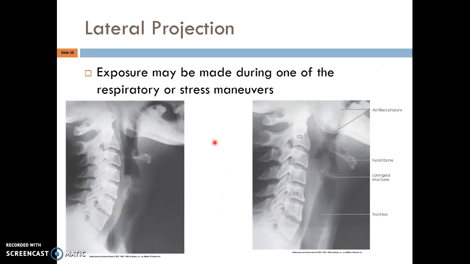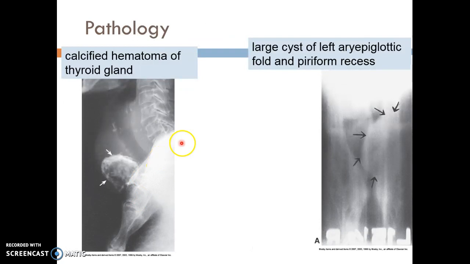Here is a radiograph of the lateral projection. The exposure was made using one of the respiratory or stress maneuvers, where we can see the air-filled pharynx, laryngeal pharynx, and the hyoid bone within the soft tissue of the neck. We do have pathology here. We have a calcified hematoma in the thyroid gland and also a large cyst on the epiglottic fold in the piriform recess. That is the end.